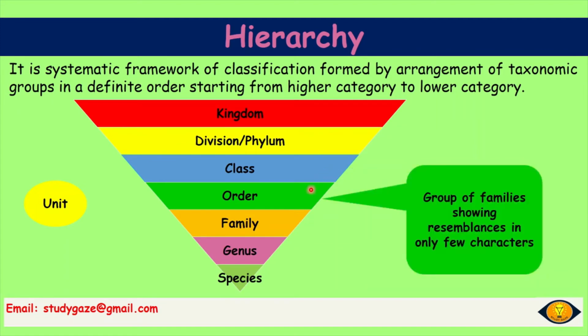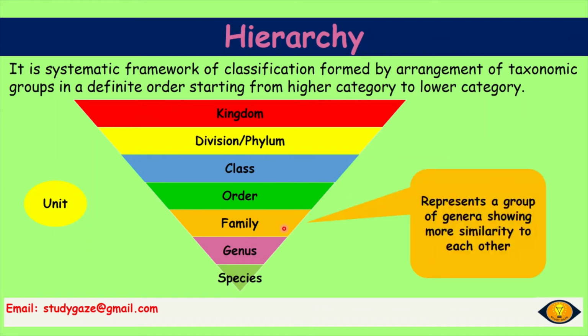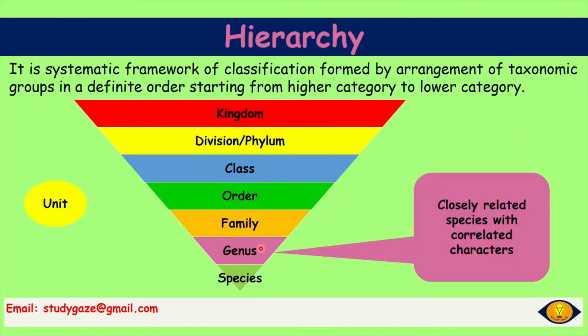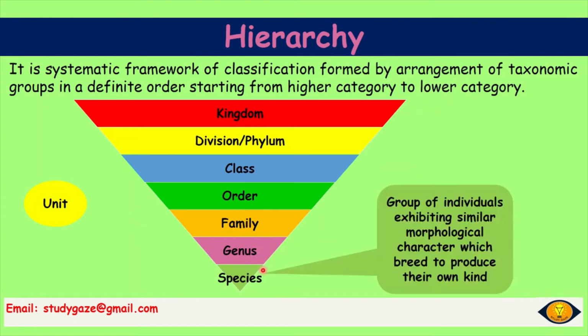Order. It constitutes the groups of families showing resemblances in only few characters. Family. It represents a group of genera showing more similarity to each other. Genus. It includes closely related species with correlated characters. Species. It is the group of individuals exhibiting similar morphological characters which breed to produce their own kind.